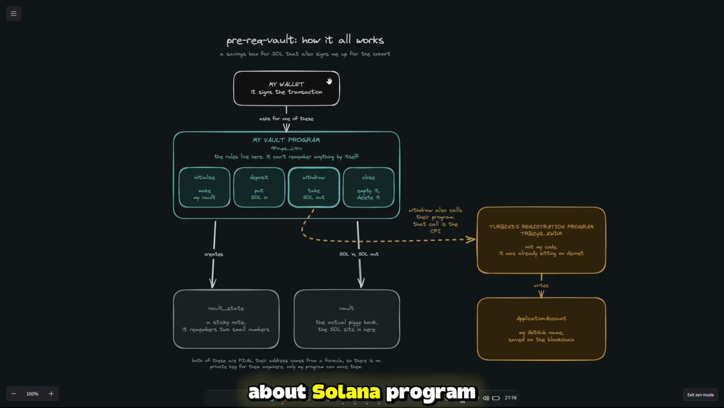Now, the thing about Solana programs is that they usually don't hold on to anything between calls. So it runs and forgets, which means whatever it keeps has to live in a separate account. Now, these are the two boxes. One is like sticky notes holding two small numbers so the program can find its way back, and the other one is the actual piggy bank with no data in it at all. So it's typically just a balance.